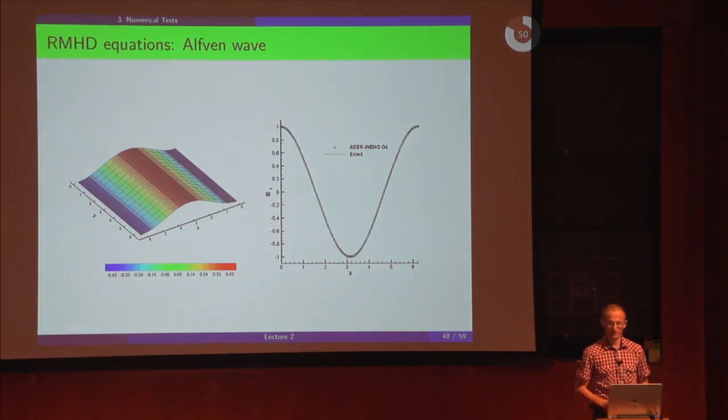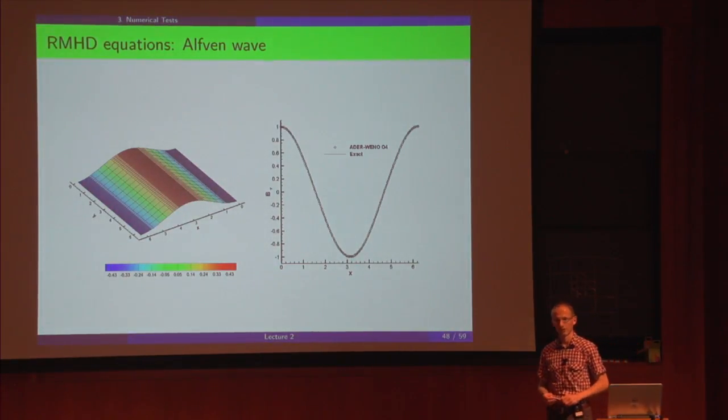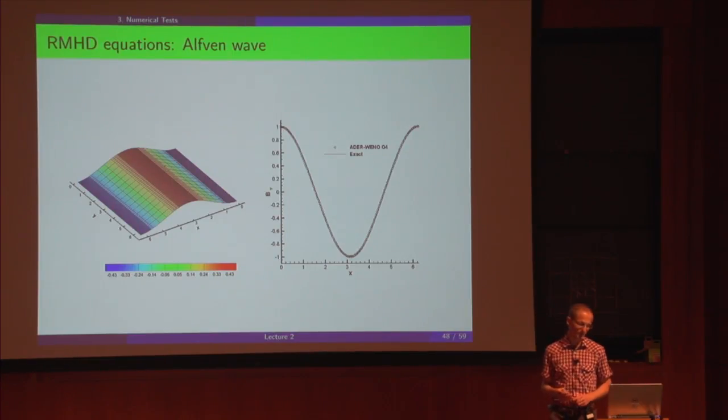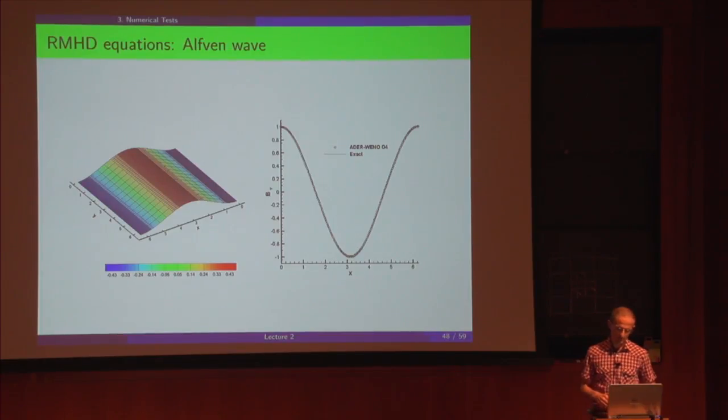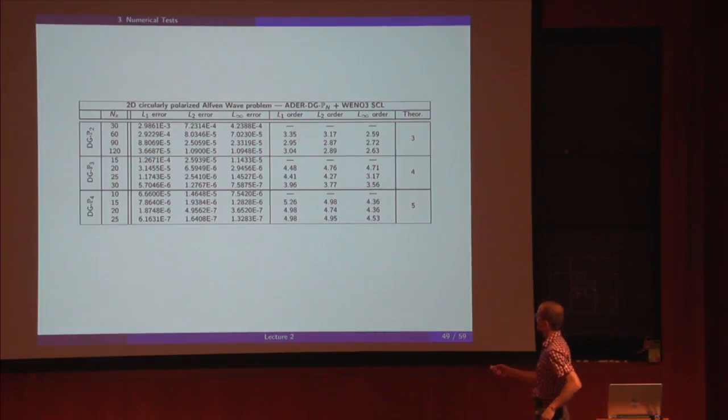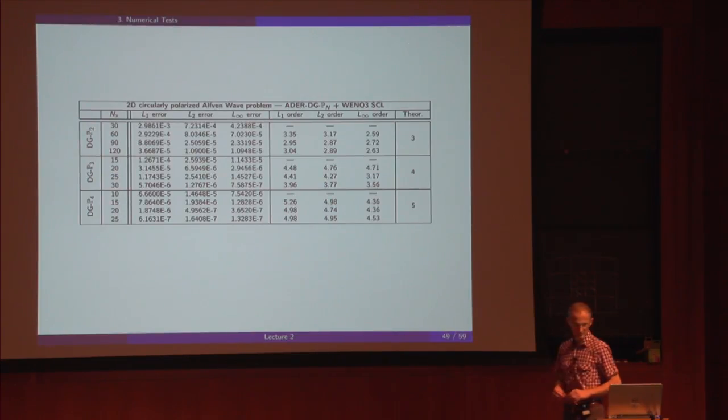When we go to the ideal relativistic MHD case, in special relativity, we can solve this Alfven wave, which is a circularly polarized wave. There is an exact solution. It's a very nice test to compute convergence tables. And here I stopped at 4, but still we find a very good agreement with the theoretical expectation of the scheme.